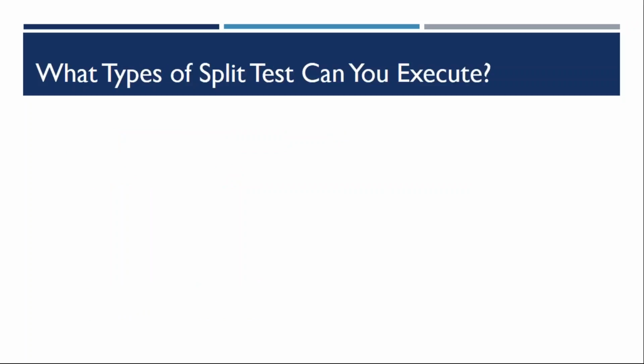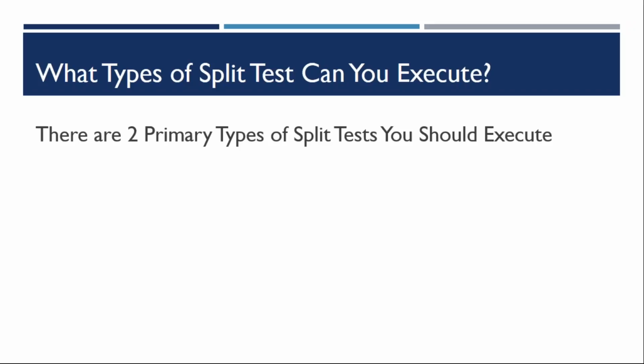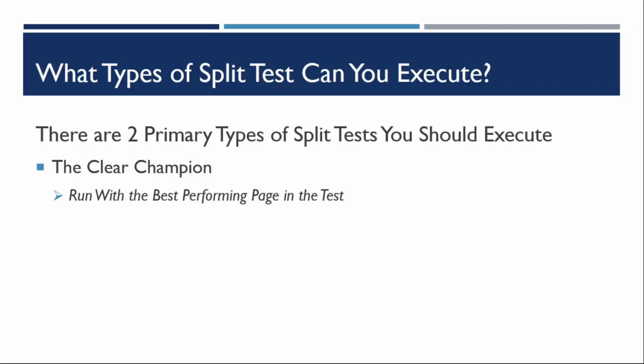So what types of split testing can you execute? There are really two primary types of split tests you should be executing. The one is what I call the clear champion. What happens here, you're going to be running with the best performing page in the test. It should be used if one page clearly outperforms the other. So you put your two test pages up, and let's say one page has a 10% opt-in rate and one page has a 55% opt-in rate. You're obviously going to use the page that is getting the 55%. So there's a clear winner on that page and on that test.